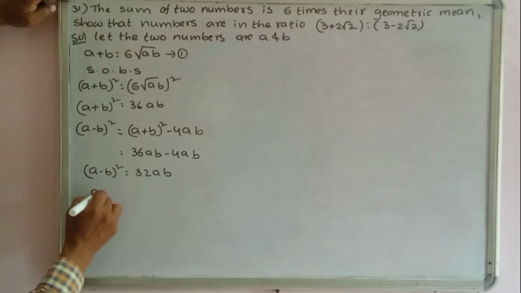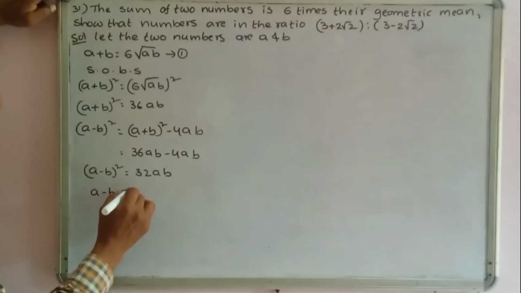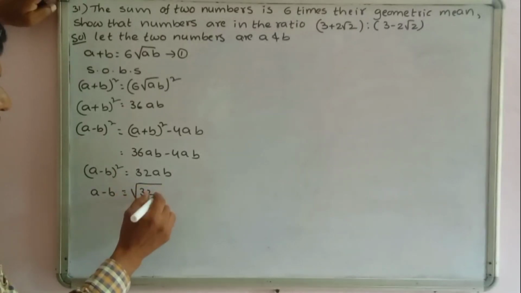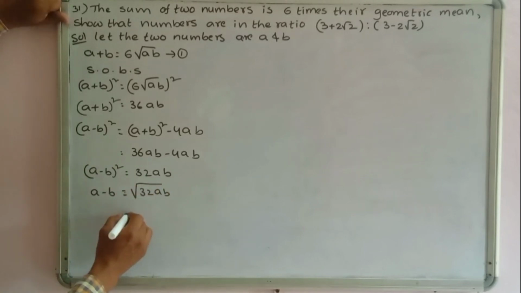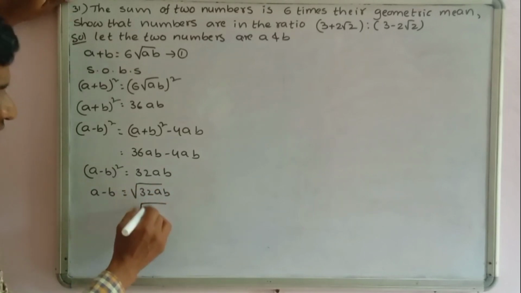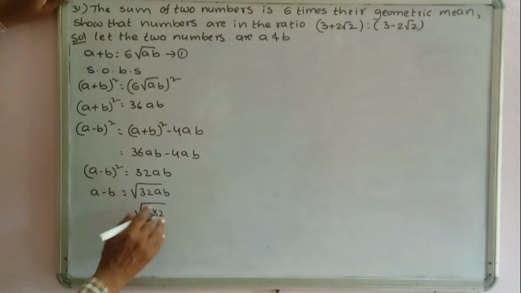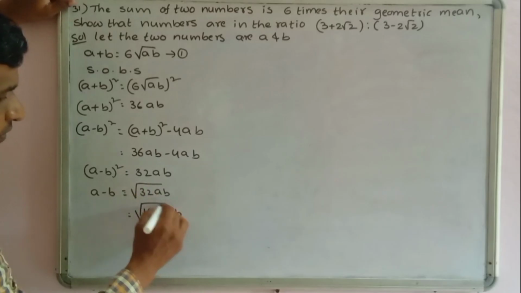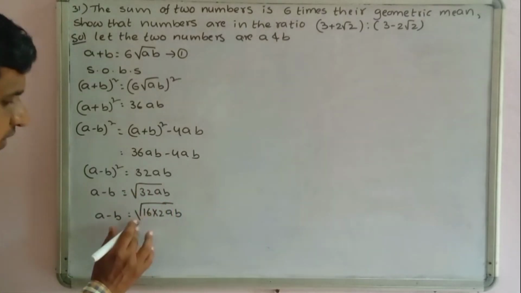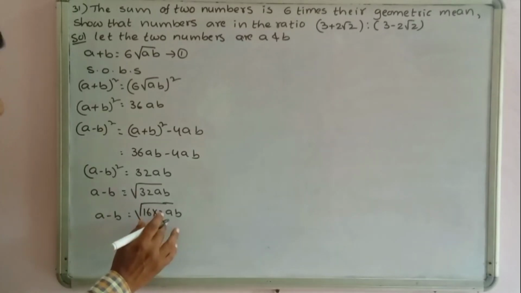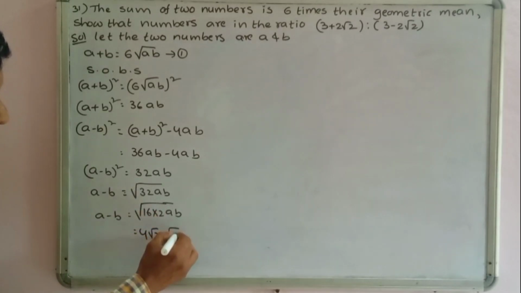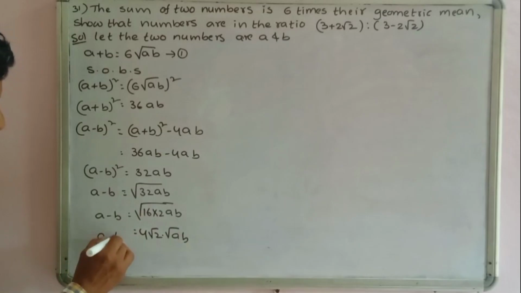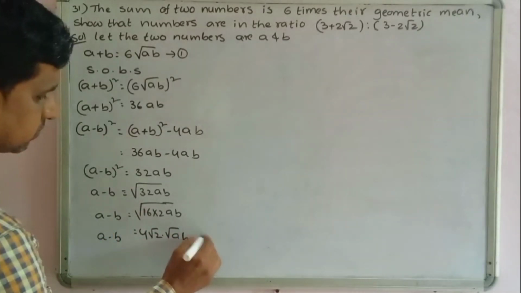So A minus B equals how much? A minus B equals square root of 32AB. Okay. So 32AB can be written as 16 times 2 times AB. Square root of 16 value is 4. Here 2 is there, square root of 2, square root of AB. This is A minus B. Say it is 2.